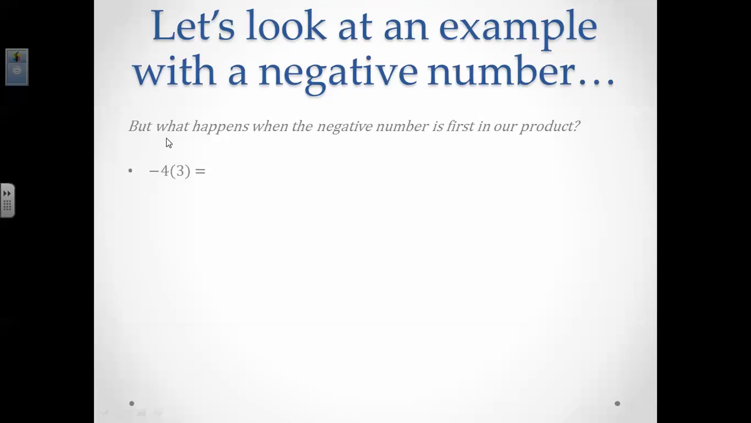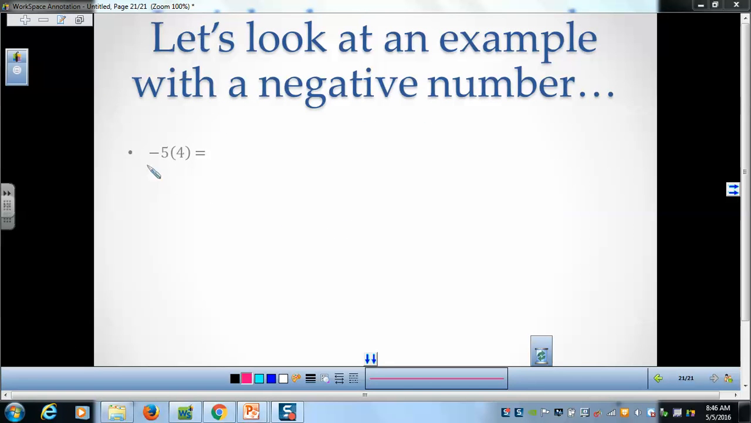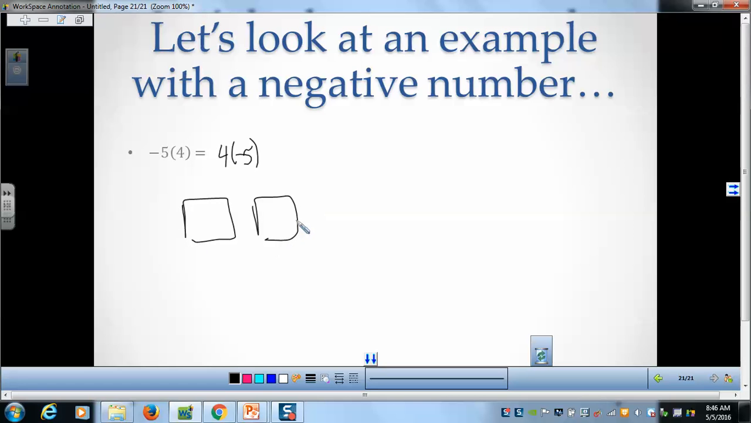All right, and how about one more of these? So negative 5 times 4. Once again, we're just going to go ahead and rewrite this where the positive number is first, the negative number is second. So I have 4 groups. 1, 2, 3, 4. And then I have 5 in each group: 1, 2, 3, 4, 5.